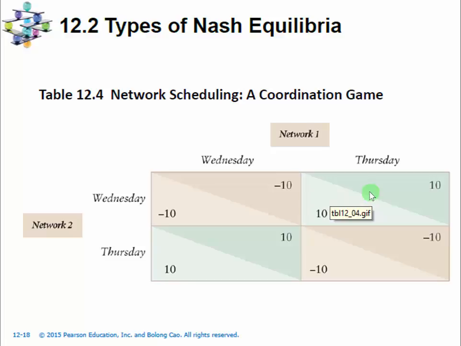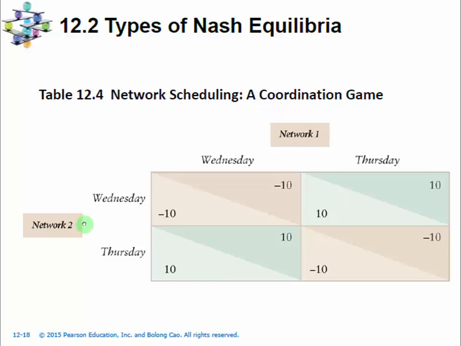That's why we have this discussion of Nash equilibria refinement. We need to sort out at least which outcome is most likely to be played out by the players in a game. Let's look at this network scheduling game. It is a coordination game.